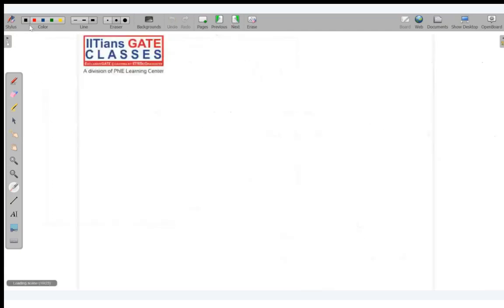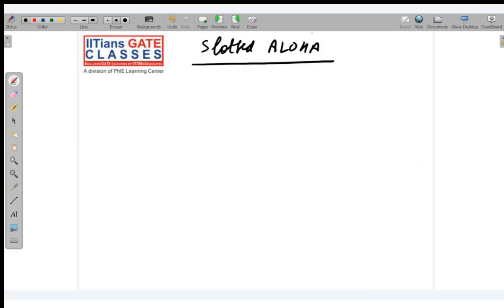Okay, so here we have completed ALOHA. Now we are going to start slotted ALOHA. So what do you mean by slotted ALOHA? Slotted ALOHA means here time is divided into slots, each of transmission time. Okay, please take the notes. It will be beneficial for you. In slotted ALOHA network, time is divided into slots, each of transmission time.